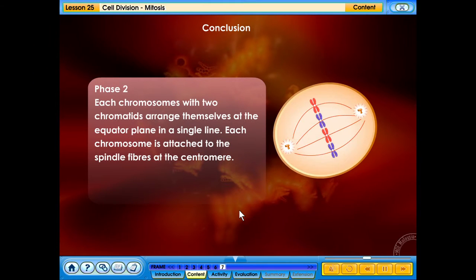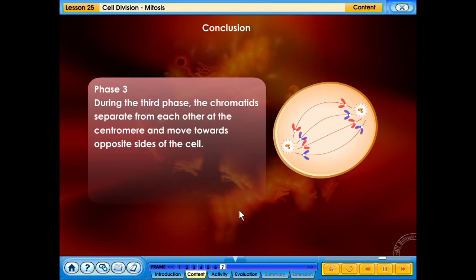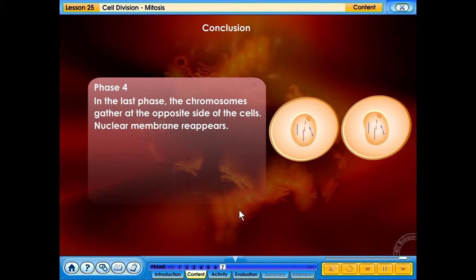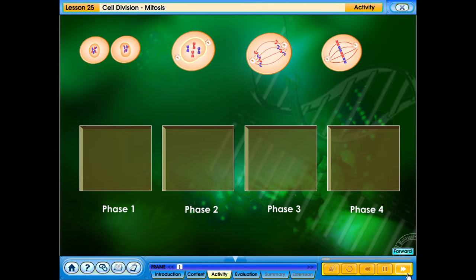Each chromosome with 2 chromatids arranges itself at the equator plane in a single line. Each chromosome is attached to the spindle fibers at the centromere. During the third phase, the chromatids separate from each other at the centromere and move towards opposite sides of the cell. In the last phase, the chromosomes gather at the opposite side of the cell. The nuclear membrane reappears. The spindle fibers disperse. Drag and drop the picture according to the sequence of the stages.